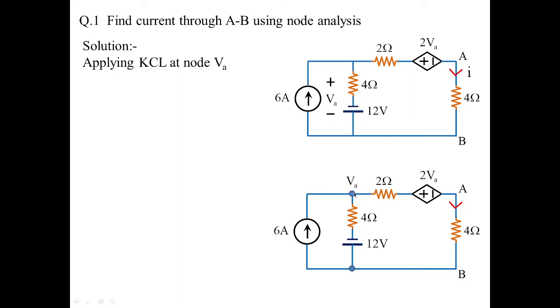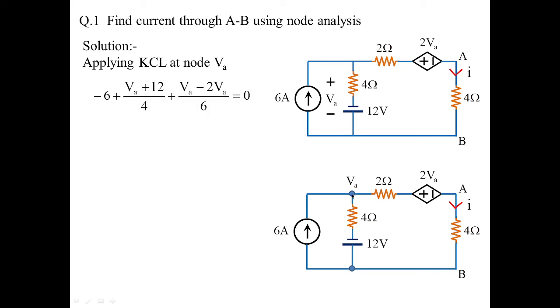It states that the algebraic sum of the currents at a particular node is equal to 0, or the input currents are equal to the output currents, and this is the current we need to find, I. So I will be what? I would be VA minus 2VA, whole divided by 6, is the value of current I. So this is what we need to find out. So I'm applying node analysis over here.